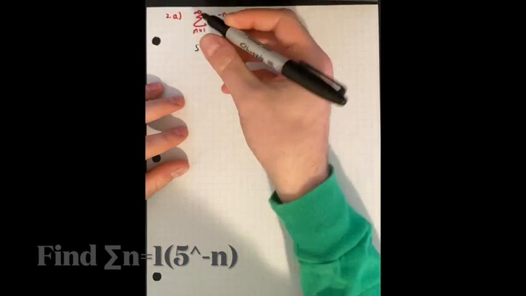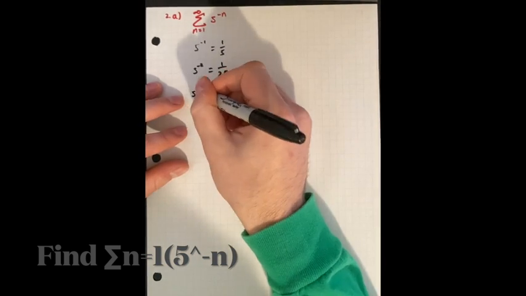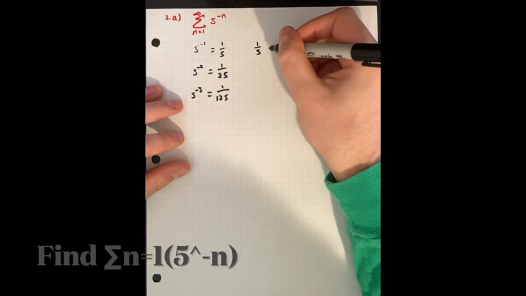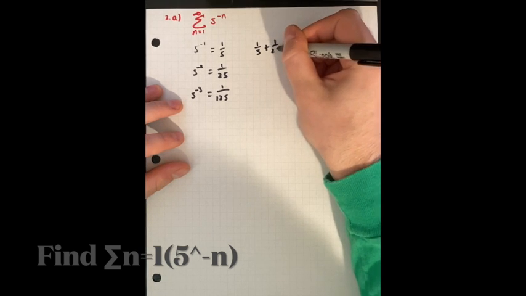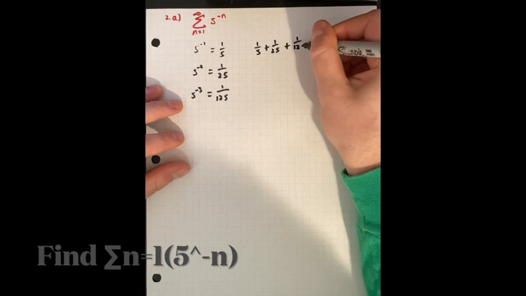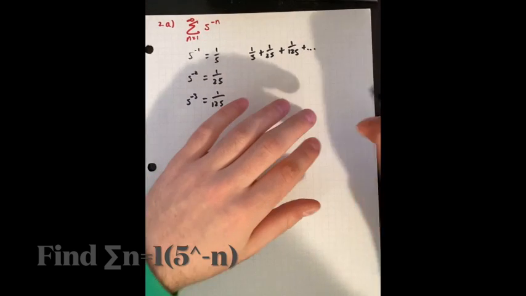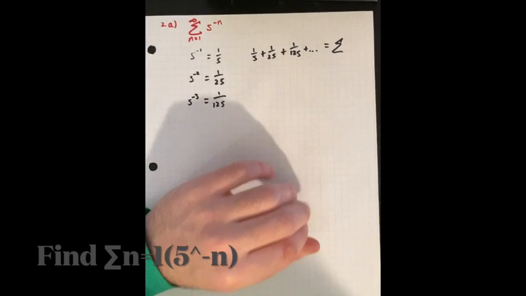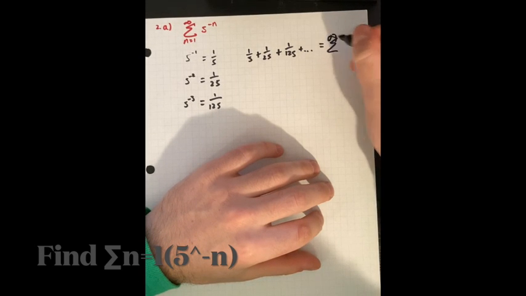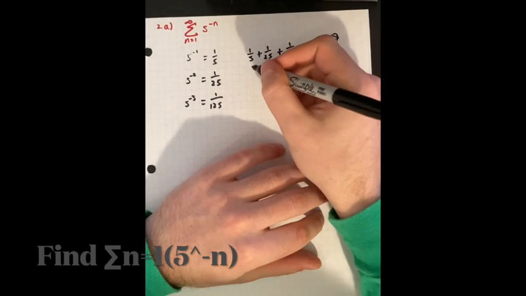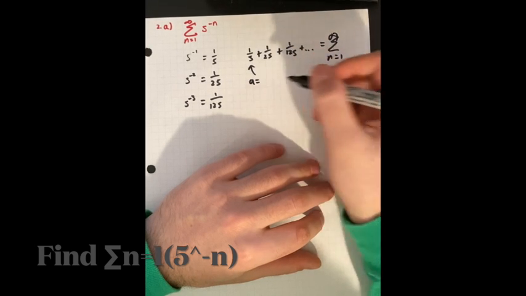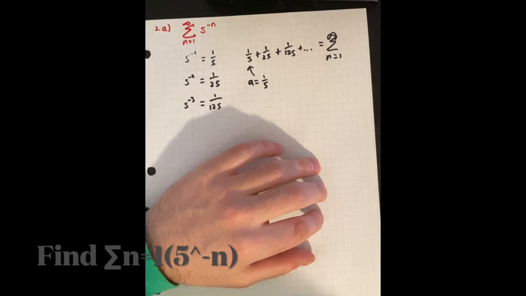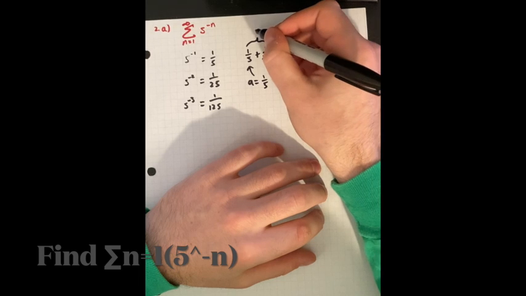So here we have 1/5 plus 1/25 plus 1/125 equals, and now I need to figure out what our common ratio is and our initial term is. So it's pretty clear here that our initial term is 1/5, and our common ratio is also 1/5.